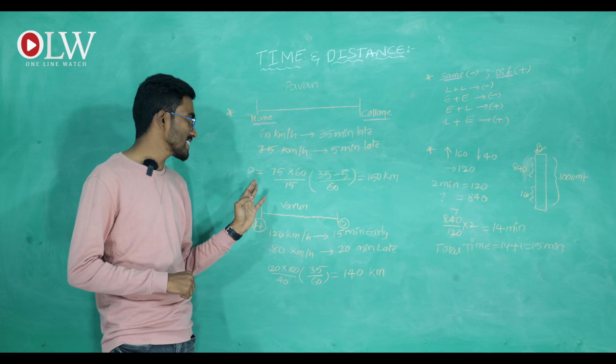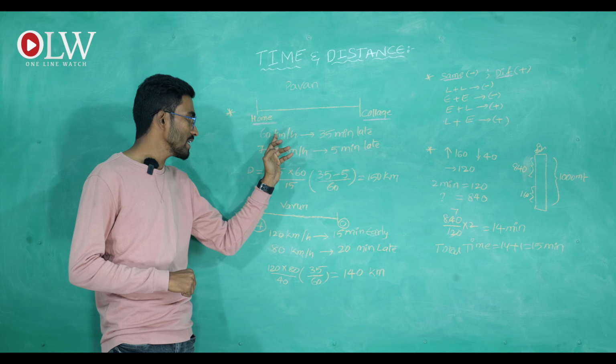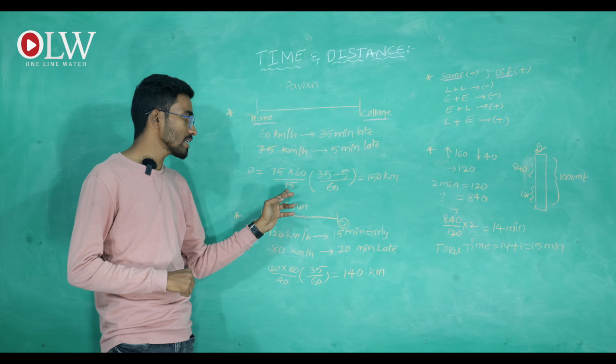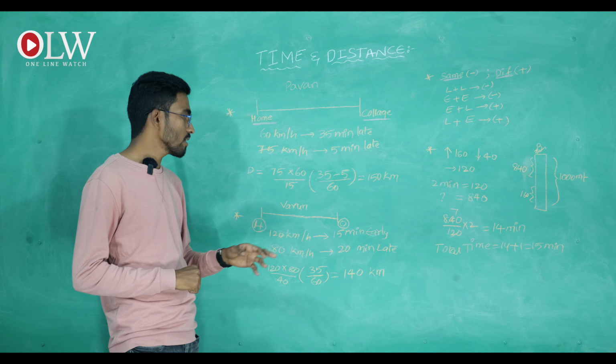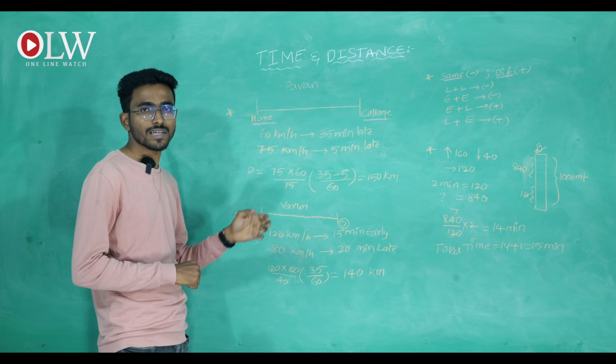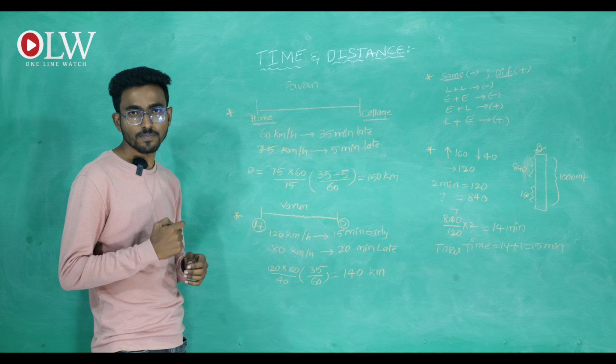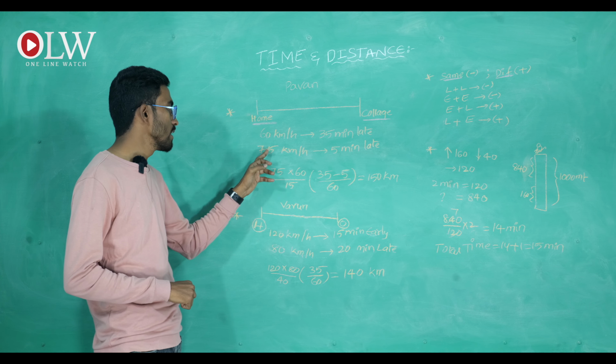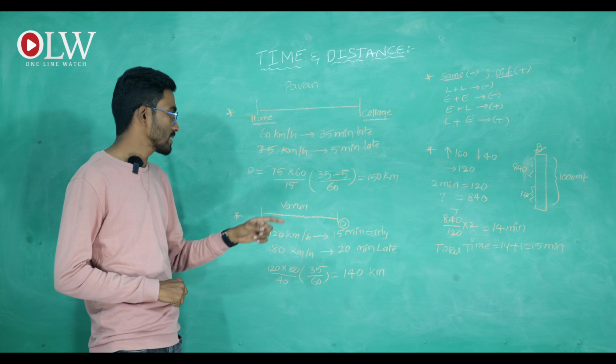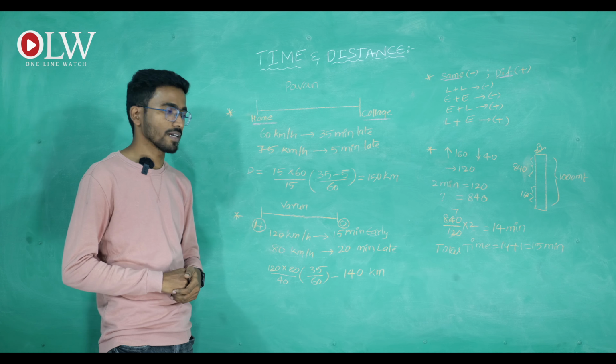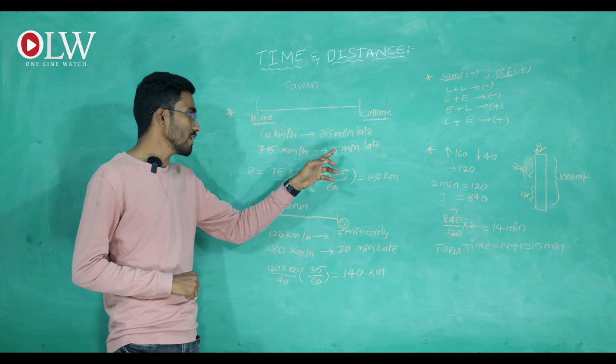That means distance equals 75 into 60 divided by the difference of speeds. First thing is the multiplication of speeds: 75 into 60. And the second thing is the difference of speeds: 75 minus 60, how much? 15. Into 35 minus 5.